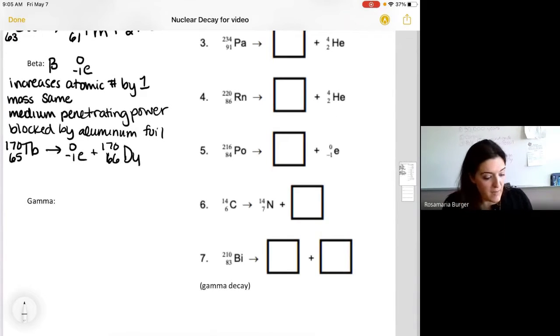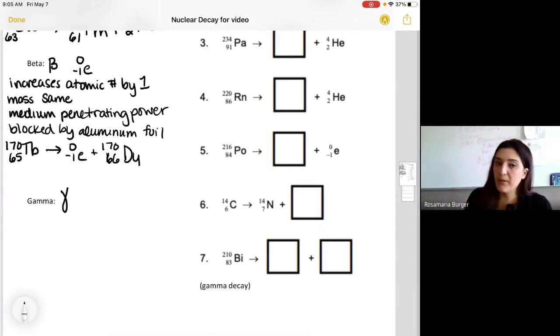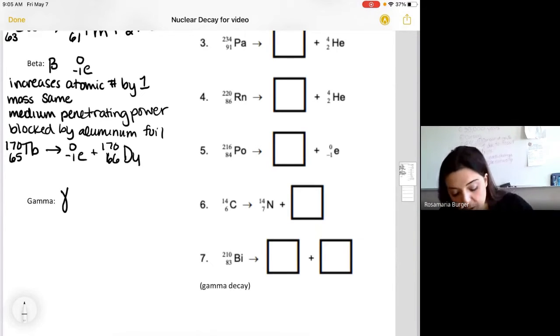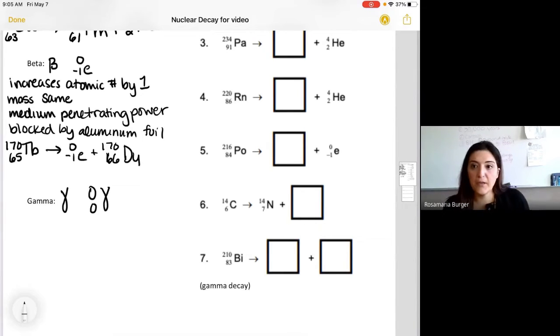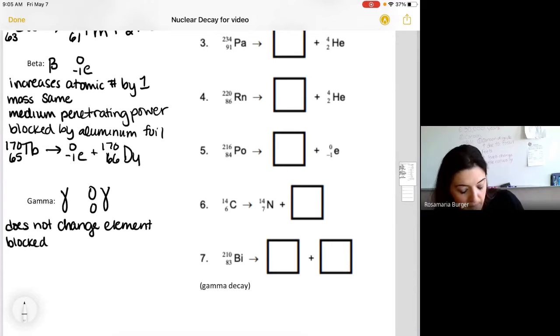Gamma radiation. Gamma looks like this. And gamma doesn't give off any kind of particle. It's actually just a form of energy. So you just do 0, 0, gamma. It doesn't affect any kind of numbers, so it does not change the element. It's blocked by lead or cement, and it has a very high penetrating power.